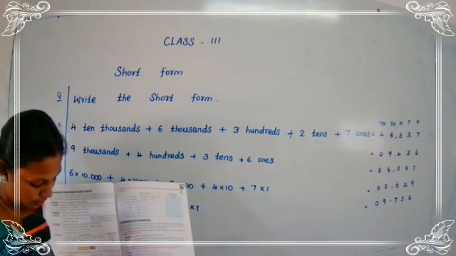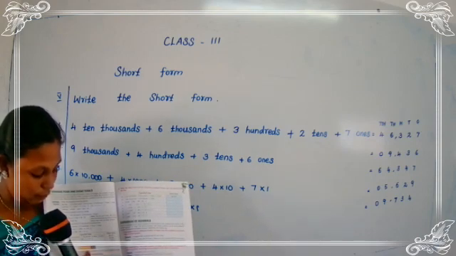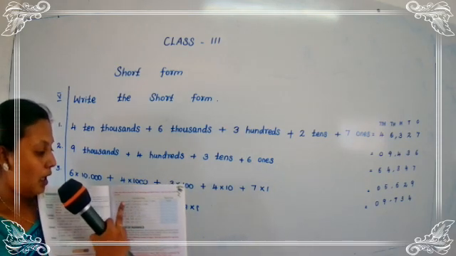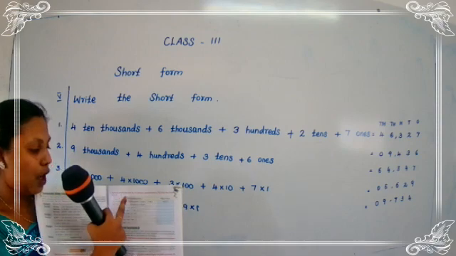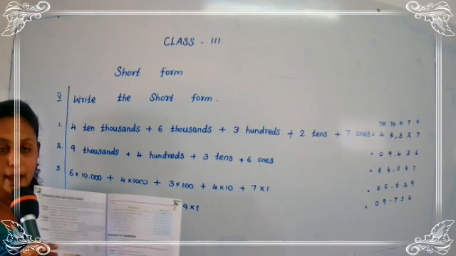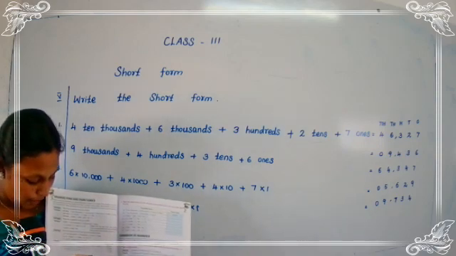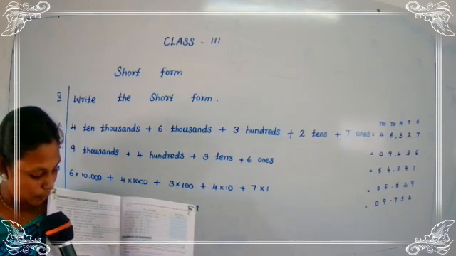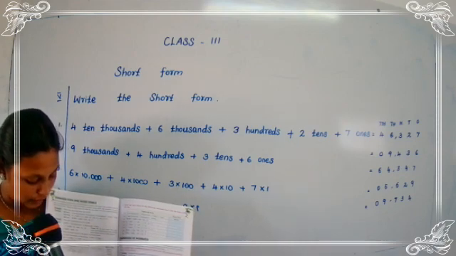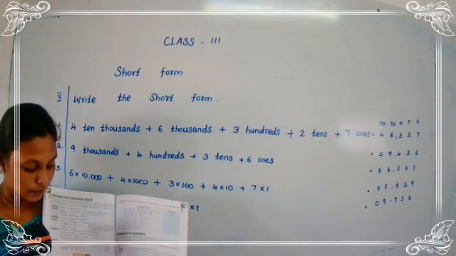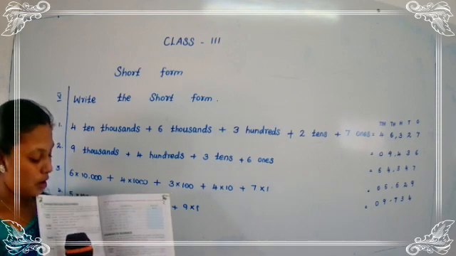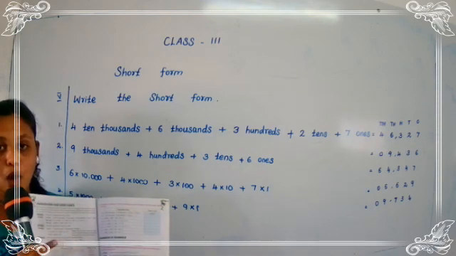This one, write the expanded form for the following numbers, is today's homework, and this is also homework. Write the short form for the following expanded forms. This is today's class work method. Take book page number 12, Exercise 1.3. First one, write the expanded form for the following numbers. This one is homework, and write the short form for the following expanded forms on page number 13. This is also today's homework.